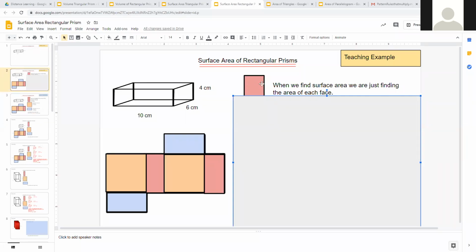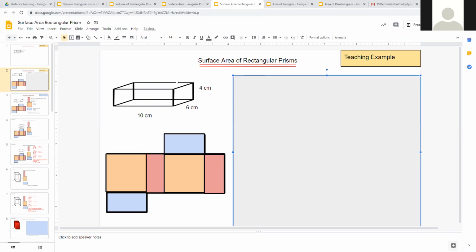So now that you know how to find the area of a rectangle and a square, it's easy to find the area of a rectangular prism. And when we're talking about the area of a rectangular prism, we're really just talking about unfolding a box and finding the area of each face.